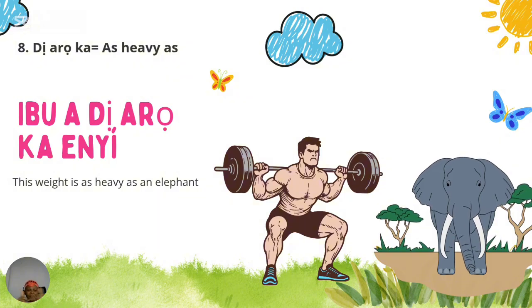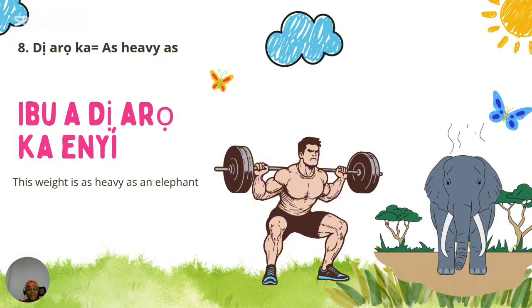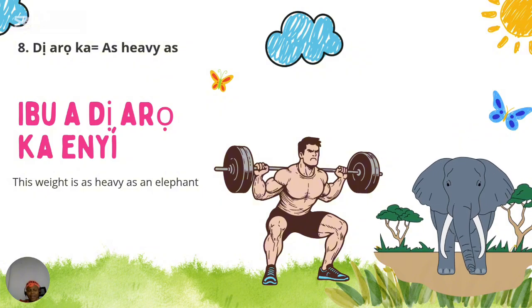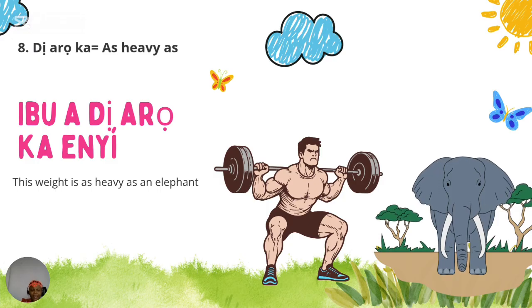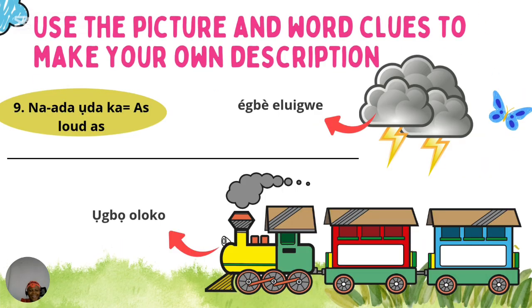Okay? Good job. Ịrị ka means as heavy as. So let's make a sentence. Ibu a dị arọ ka enyi. Ibu, this weight, dị arọ, is as heavy as an elephant. Ibu a dị arọ ka enyi. Say with me. Ibu a dị arọ ka enyi. This weight is as heavy as an elephant. Okay.